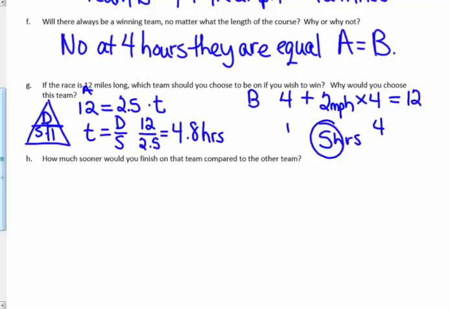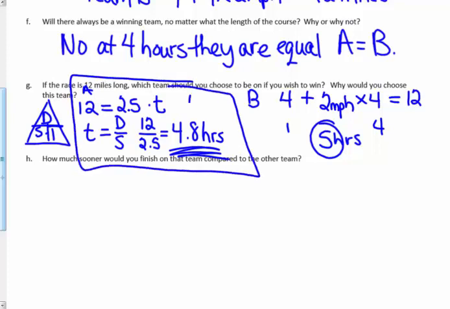So if the race is 12 miles long, which team should you choose to be on if you wish to win? Well, if you want to win, you want to get there first. Who's going to get there first? Team A. These guys are going to win. You want to be on this one. Choose Team A.